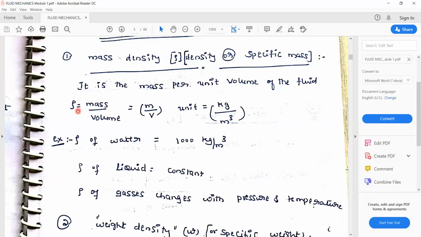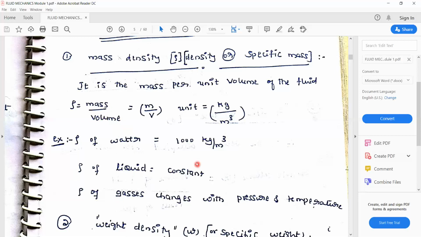Just remember this. Density is defined as the ratio of mass by volume. See here, density of water is 1000 kg per meter cube. Rho of liquid is constant. See why? Because just now, when I was explaining different types of fluids, I told you liquids are incompressible in nature. If you can't compress, you can't change volume. Because of that, there is no change in density.